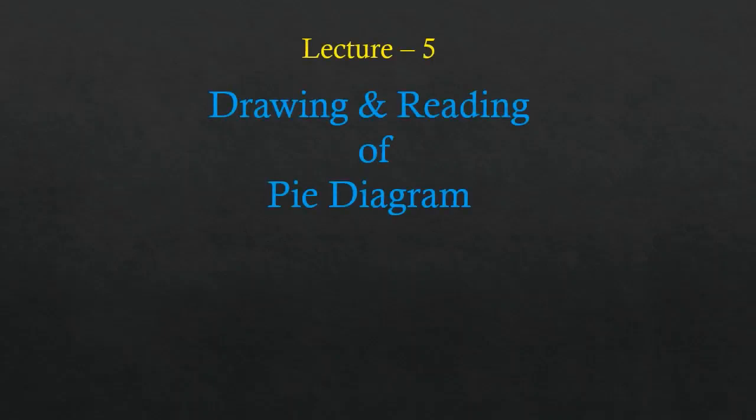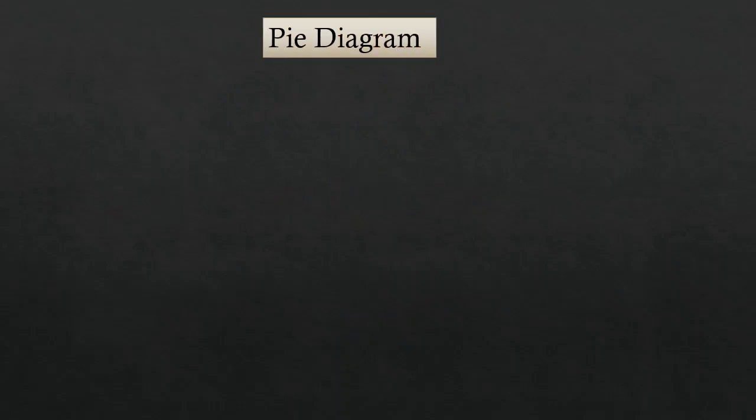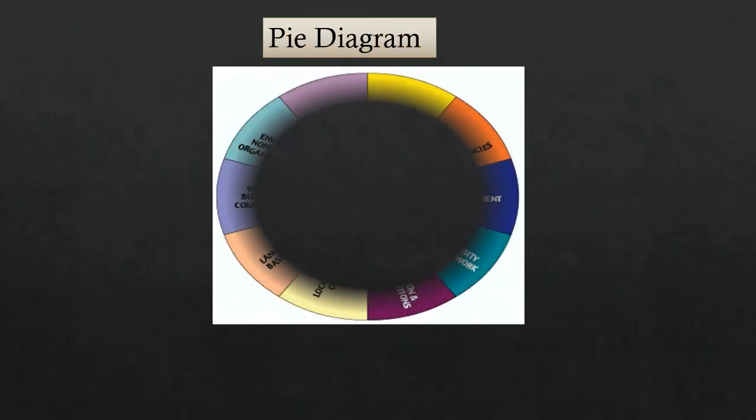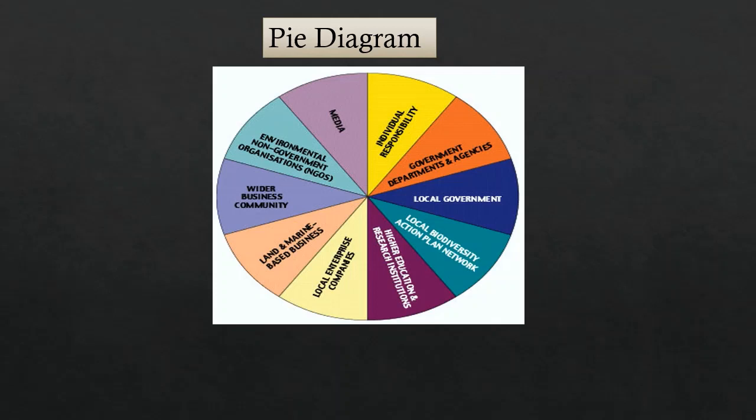So today we are going to discuss drawing and reading of pie diagram. Pie diagram is a presentation of data using a circle. The data which is given to us, we will write in different sectors of a circle, and that information is considered as a pie diagram. For drawing and reading of pie diagram, we use three ratios.